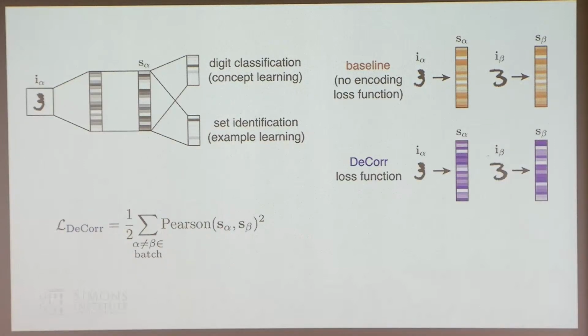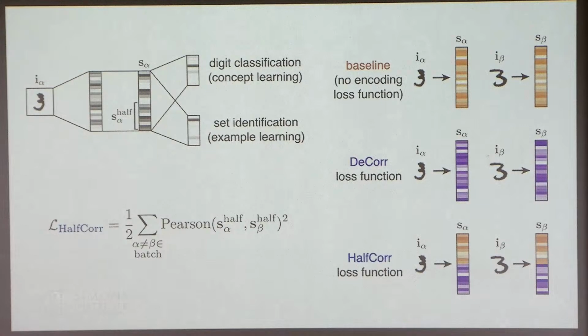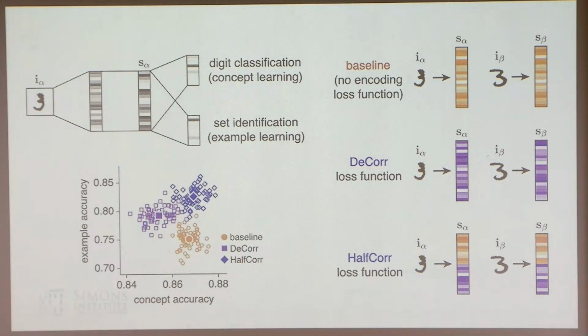We can then apply this regularizer, this decorrelate loss function that seeks to decorrelate each pair of items in a mini batch. And so then these 3s would have very different encodings here. But then in some way similar to what we find in CA3, we then apply this loss function, but only to the latter half of the network, such that these networks would have both correlated and decorrelated encodings. And it turns out that these kind of half-core networks can perform well on both concept learning and example learning.